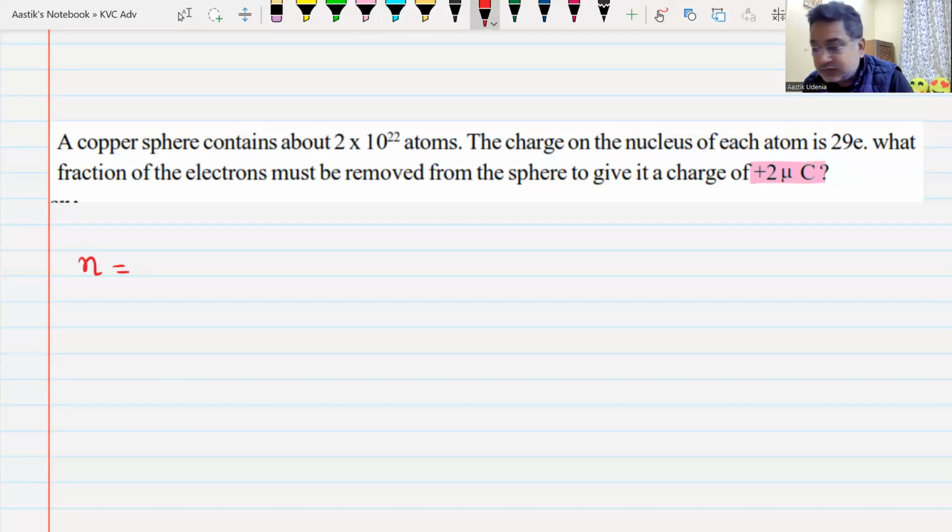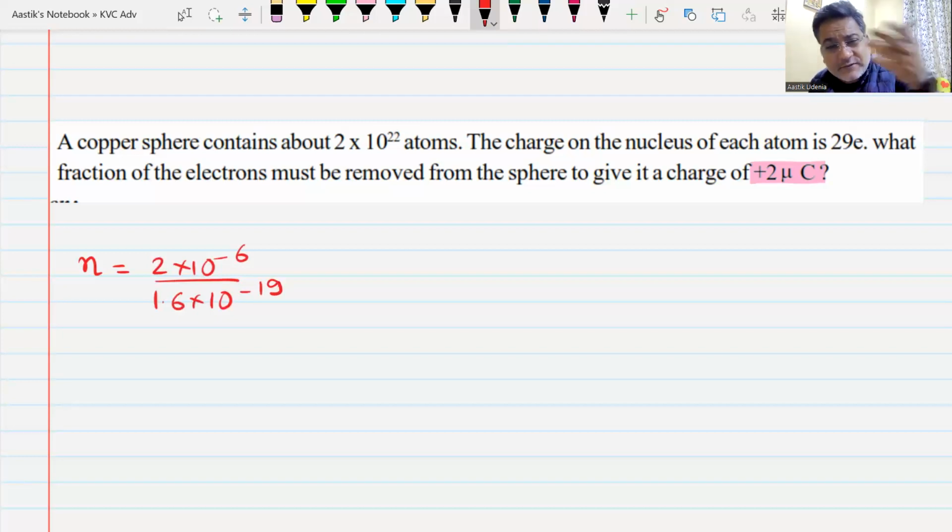N equals 2 into 10 to the power of minus 6 divided by 1.6 into 10 raised to the power minus 19. This is the number of electrons you have to remove. You have to find a fraction. So you just have to find the total number of electrons. N divided by the total number of electrons is a fraction. What is the total number of electrons?